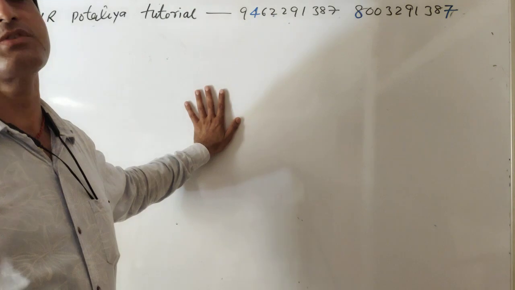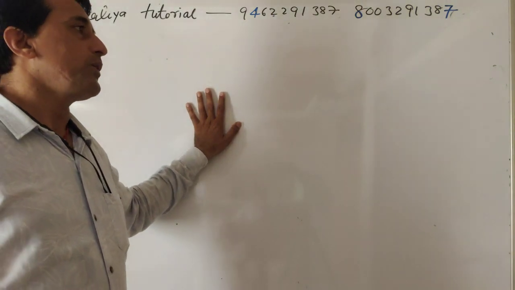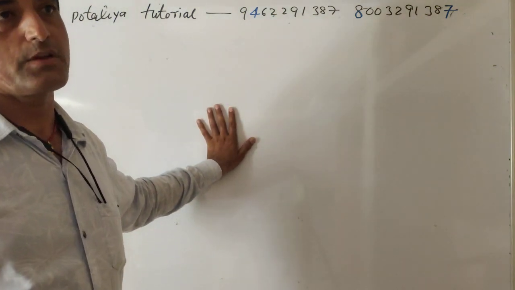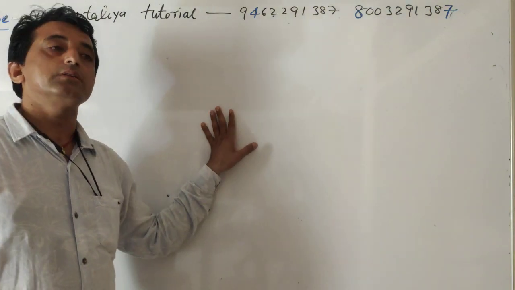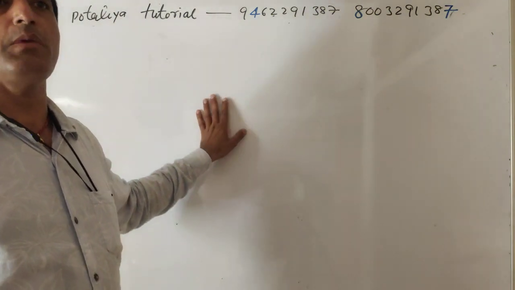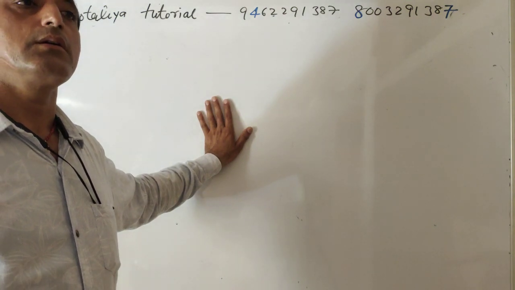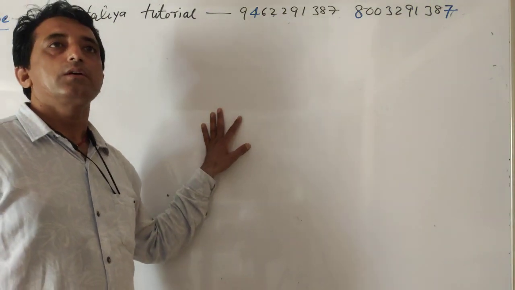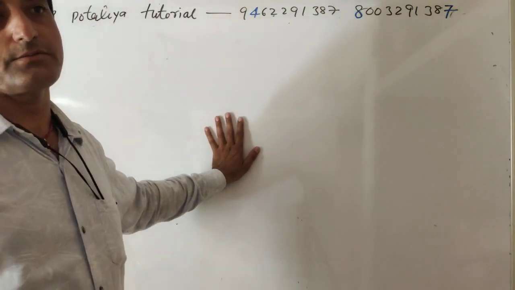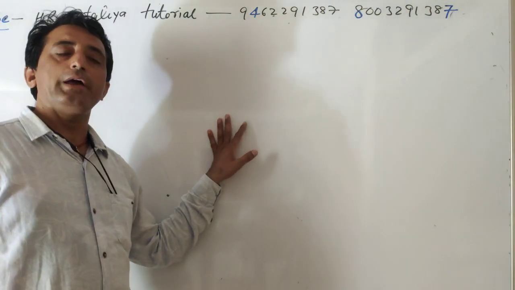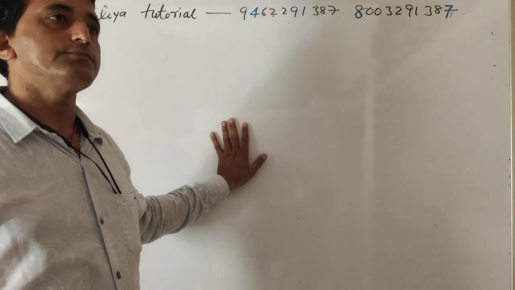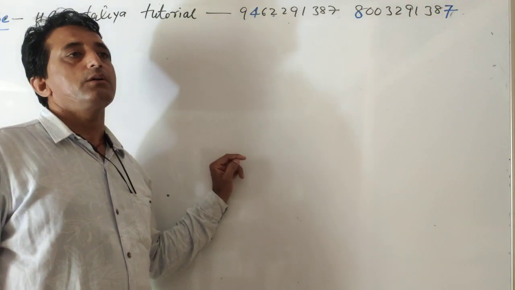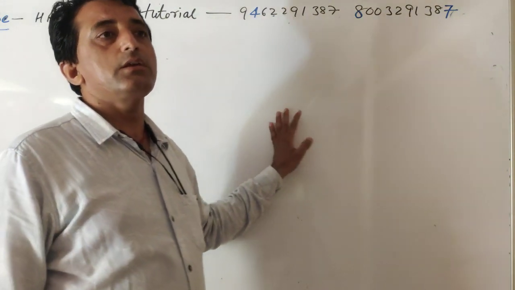Now we start from today unit second, that is genetics and evolution. The genetics and evolution unit has the maximum marks in the CBSE paper of class 12th, maximum weightage, and only 3 chapters are there. Chapter number 1, inheritance and variation, Mendelism. Second, molecular inheritance, and third, evolution.